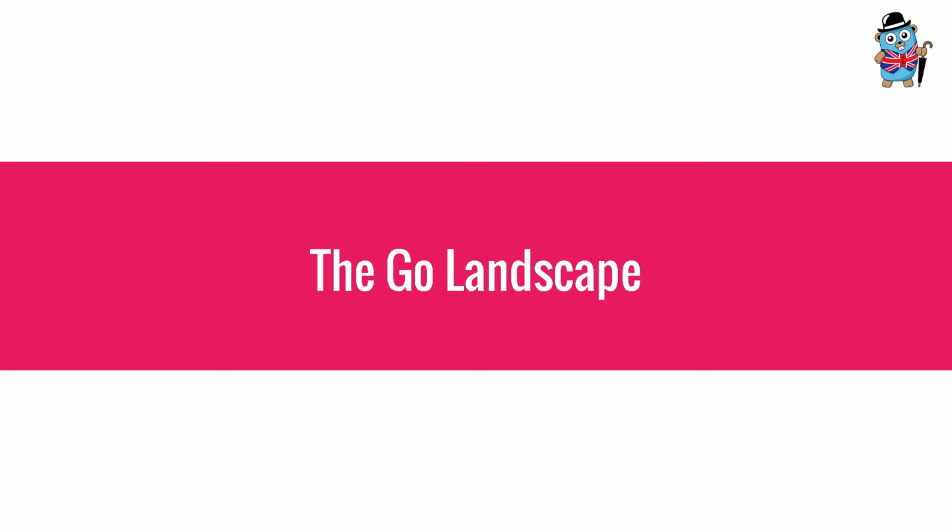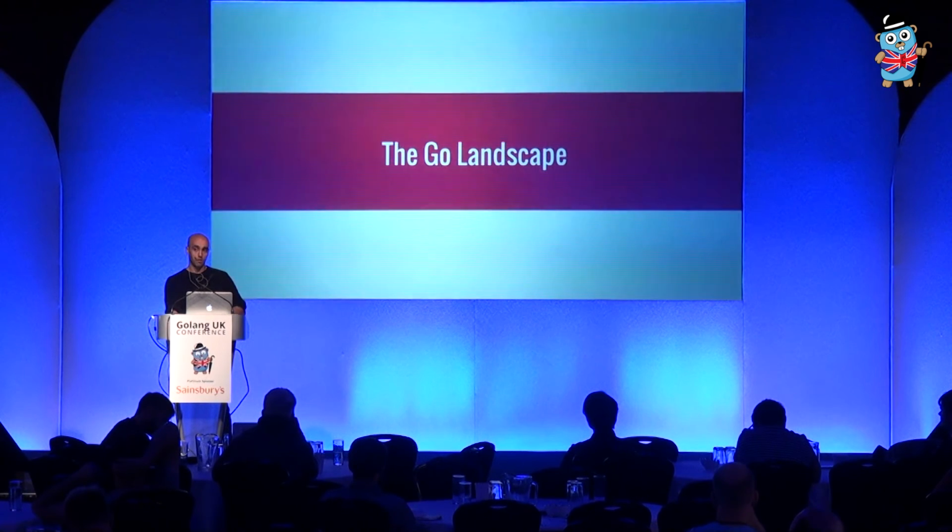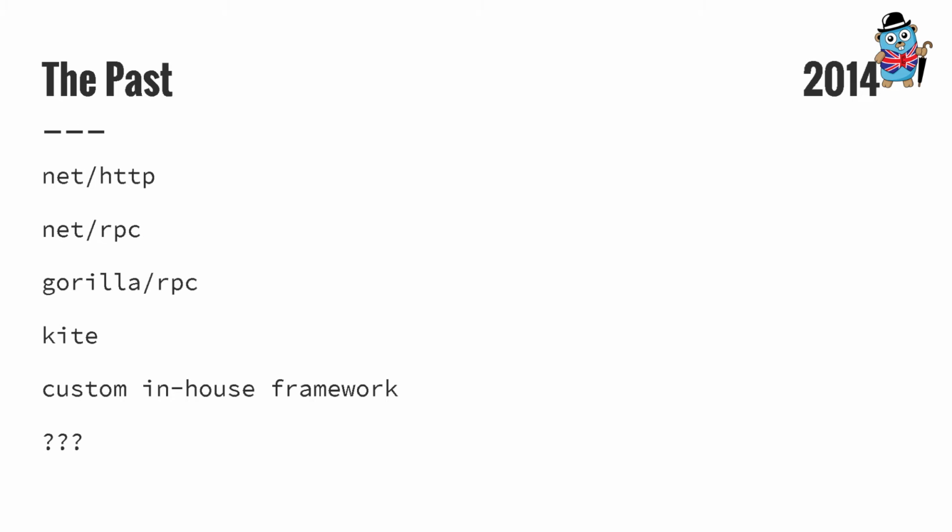But before I get into the details of the toolkit, I want to talk a little bit about the Go landscape, then and now. So 2014. We had the standard libraries, we had Gorilla, RPC, Kite, and then I guess you'd end up building some sort of custom framework around that.